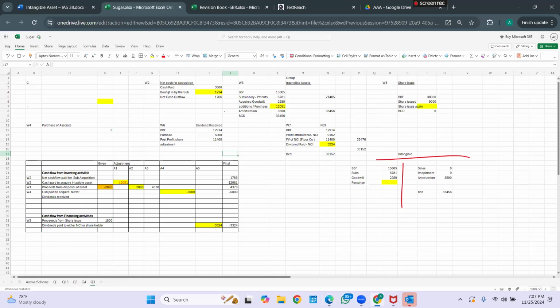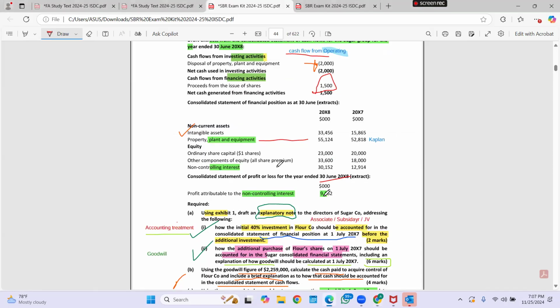For that I need to work out the share issue. There are two ways, right? But the best way is to combine ordinary share capital as well as share premium together.